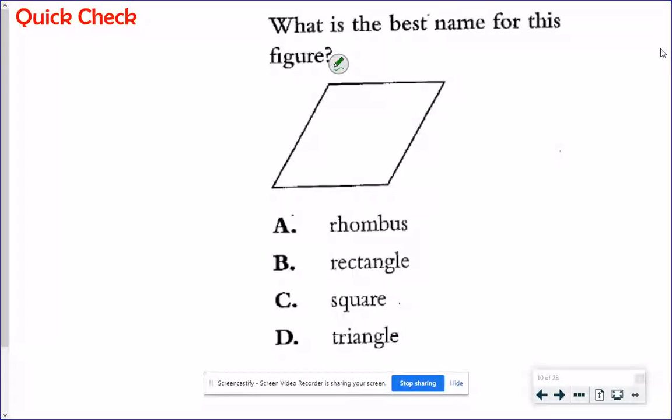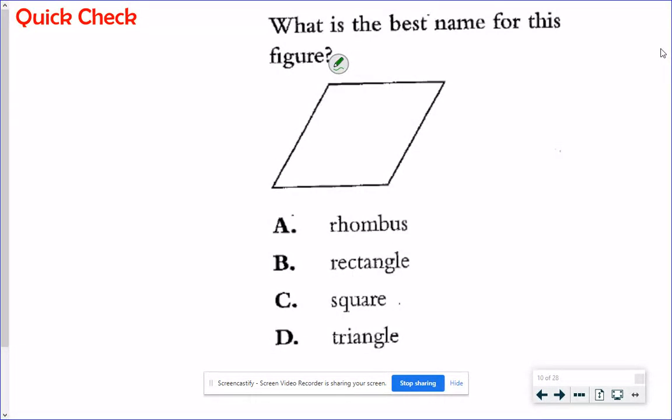It is not a square because it does not have 4 square corners. Rectangle. Again, it does not have 4 square corners. So we have to go with rhombus. It has all sides that are equal length based on our chart. So the correct answer is A.